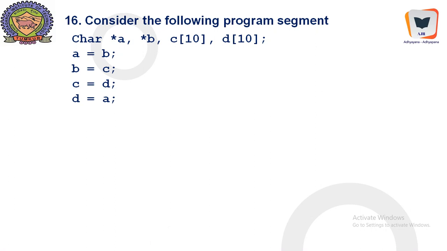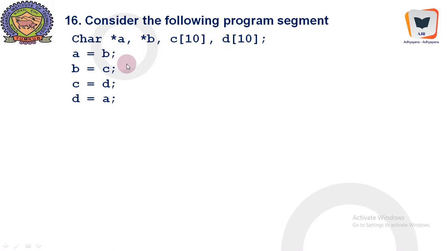Okay. Then 16th, consider the following program segment. Character A is a pointer to character, B is also a pointer to character, C of 10 is a string, D of 10 is also a string. And please remember, C and D by their form are constant pointers, because C just tells us the address of C of 0, D tells us ampersand of D of 0, the address of the 0th cell. Therefore, they are called constant pointers.